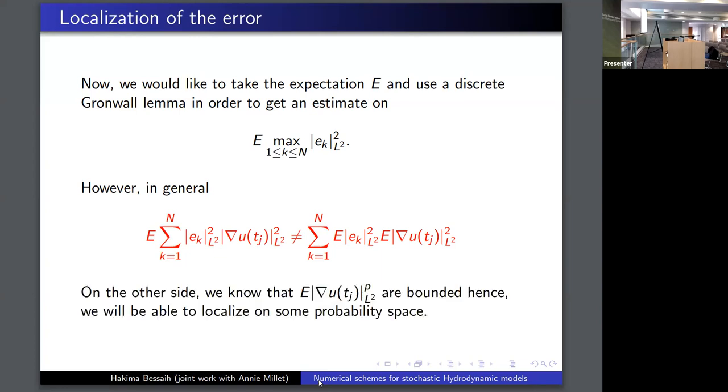Okay? So, what to do with that? The only way, actually everybody does this, since all the moments of this guy here are bounded, so we can localize. So in order for us to take the expected value, we localize first, and then we take the expected value. So we localize on some probability space where these guys are bounded.